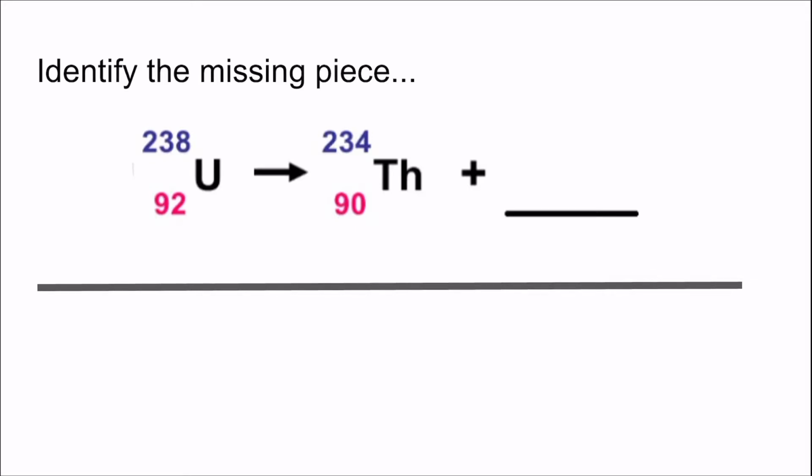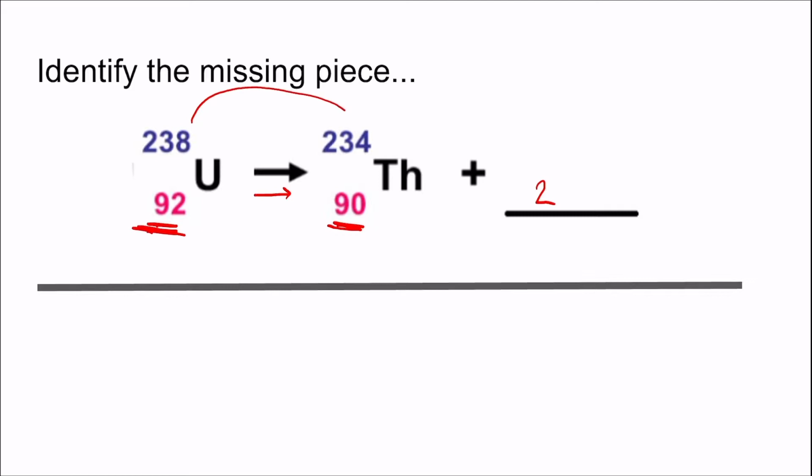Okay, so let's identify the missing piece here. So it's going from 92 to 90, and the arrows here. So remember the law of conservation of mass. So if it goes from 92 to 90, that 2 has to be somewhere. So that means there's going to be a 2 on the bottom.